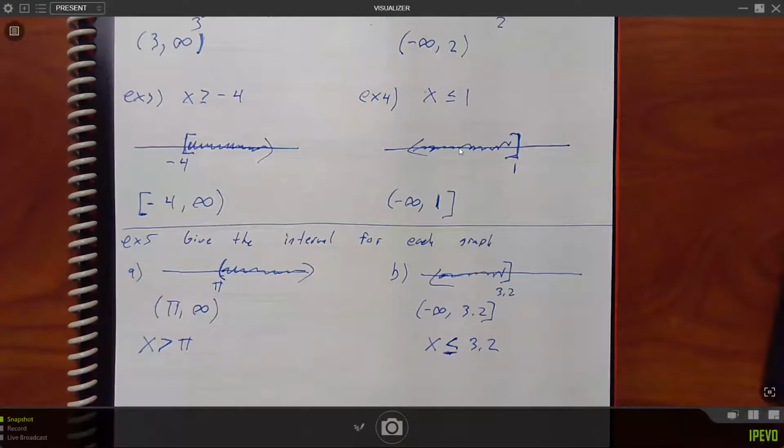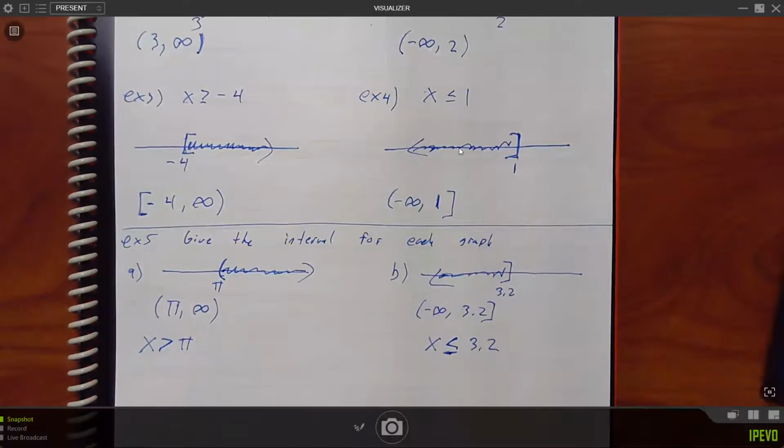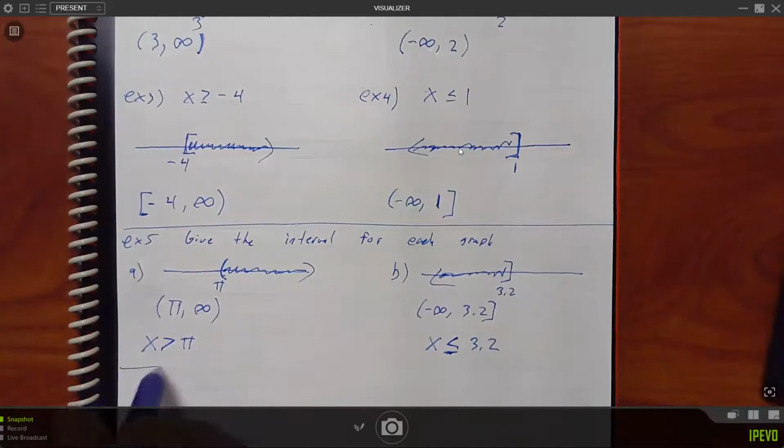So on the homework, I think they're going to go both directions. They're going to give you a graph and tell you, hey, what's the inequality? What's the interval? Or they give you the inequality, which is this symbol here. This is an inequality, by the way. They'll ask you to do what we did in number 1 through 4. Any questions on 5? I'm going to move on to something else.